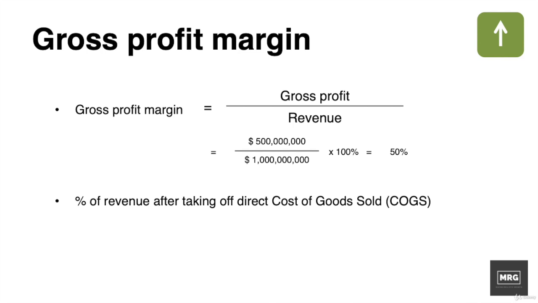What this 50% means is the percentage of revenue left after taking off the direct cost of goods sold. To put it simply, gross profit margin represents how much money you make after taking off the direct costs associated with producing and selling the goods or services.